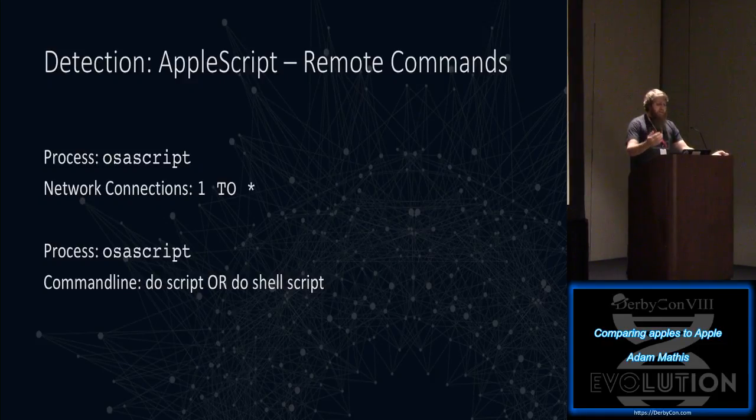So a couple of detection ideas. Looking for any kind of OSA script with network connections. For the most part, these things are going to be localized to the system. You can also look for any of those that are passing a do shell script on the command line, because you can wrap a command in Python, in Bash, in OSA script, with multiple layers to really obfuscate what you're doing.